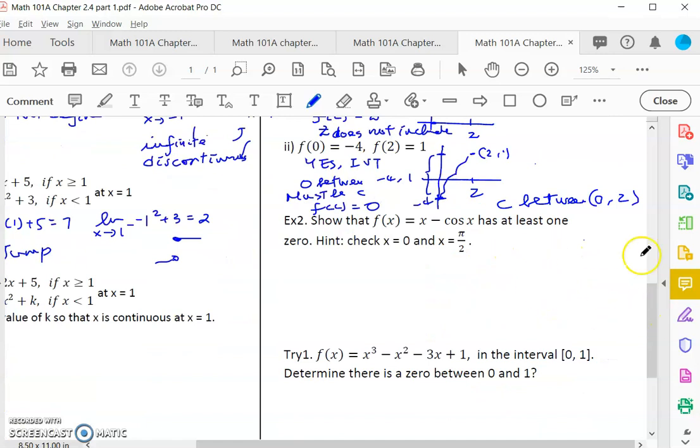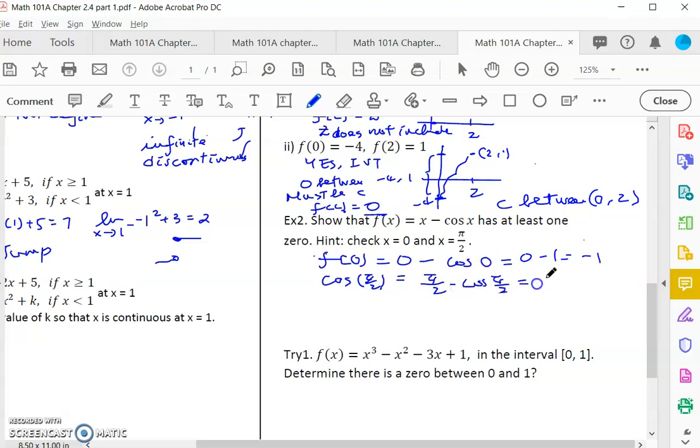Another example would be, actually I know what the function is, and we have to check that it has at least one 0. That means I can find x such that f of x is equal to 0. So the hint is to plug in f of 0 equal to what? So 0 minus cosine 0. Cosine 0 is 1, right? So 0 minus 1 is negative 1. What is f of pi over 2? It is pi over 2 minus cosine pi over 2. So that is pi over 2 minus 0, which is pi over 2.